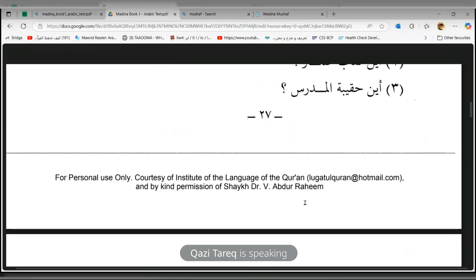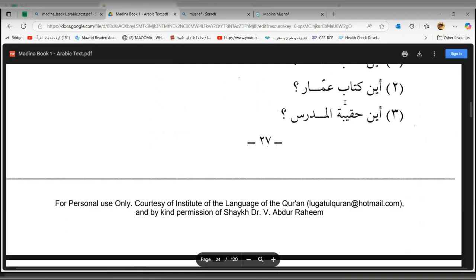Okay. Huwa is male, Hiya is female. Huwa is he, Hiya is she. But because in Arabic, even things that have no life, like books and bags, they have a gender. So kitab is masculine, haqiba is feminine. So when you want to replace it with a pronoun, we have huwa and hiya. So if it's a masculine noun, you say huwa. If it's a feminine noun, you say hiya. But when you translate it to English, you translate both of them to it. You know?